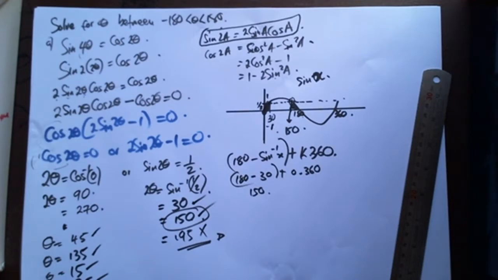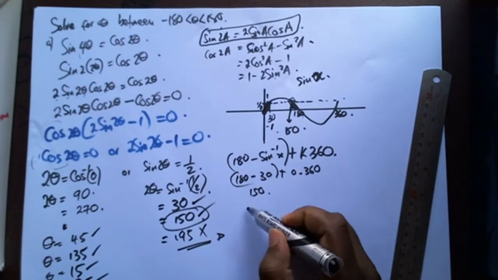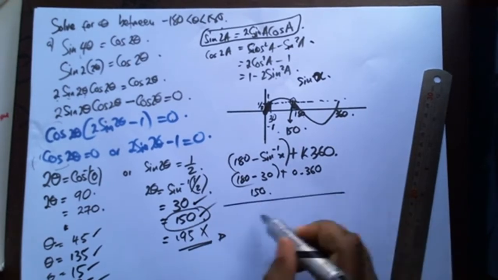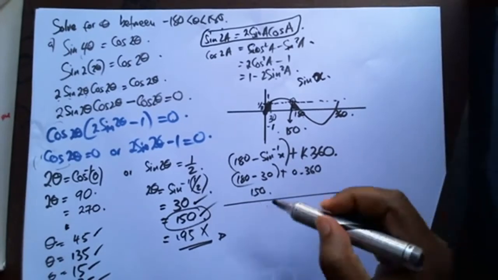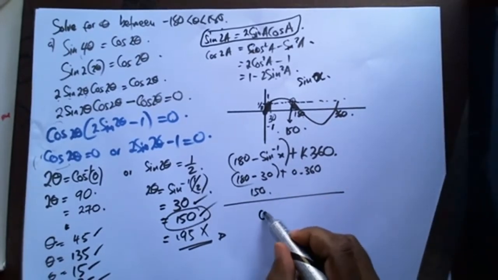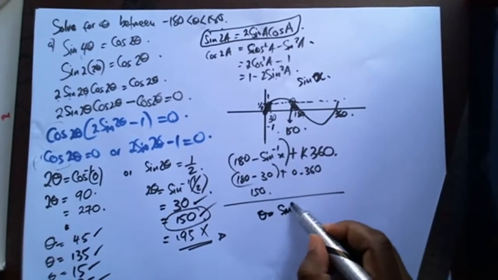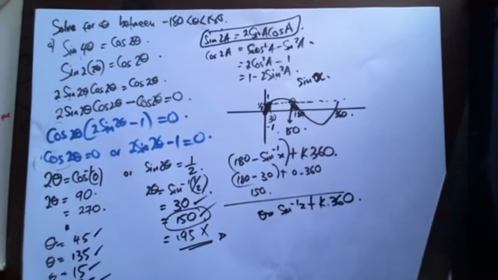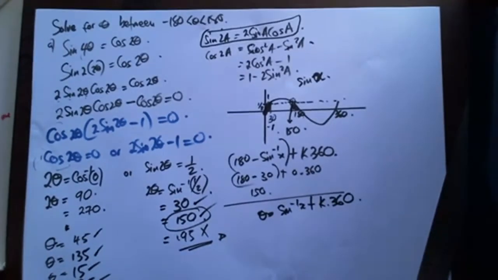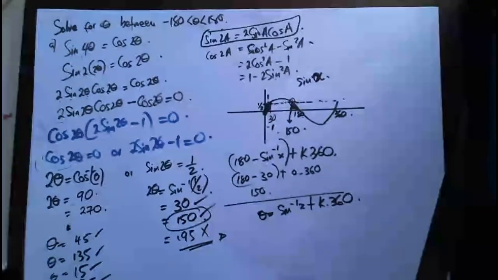Someone is asking, where did you get 195? Okay, it's fine. The first one says 30. Let me just quickly write it down so that we can revert back to it. It says theta is equal to shift sine x plus k times 360. I'm going to stop sharing the screen.